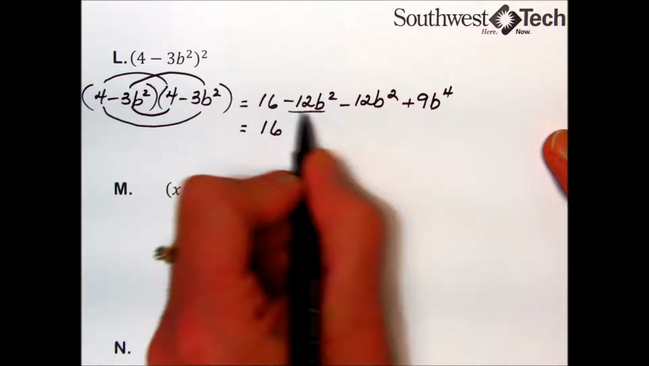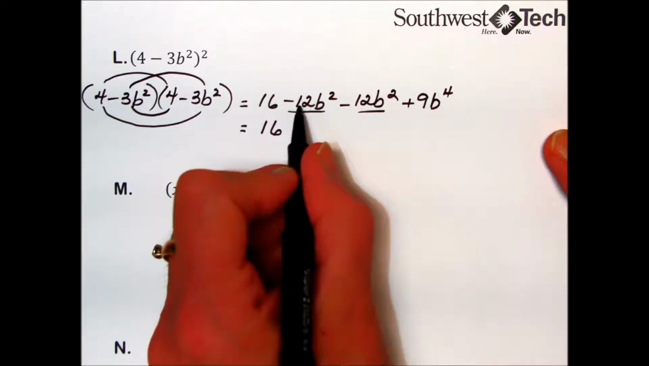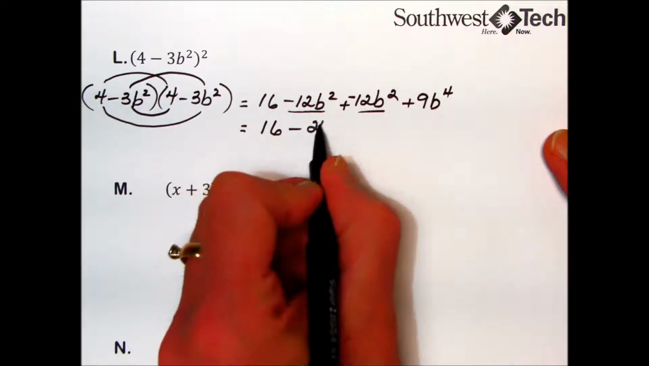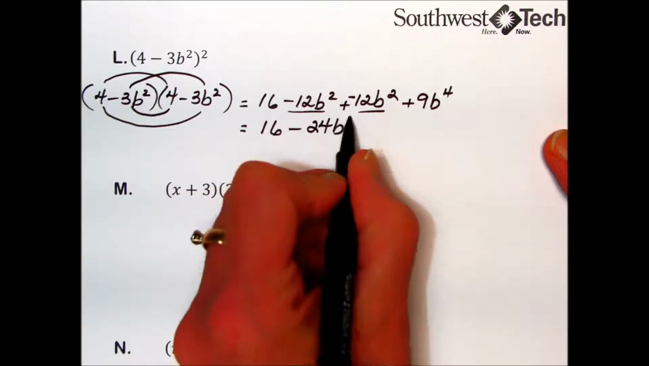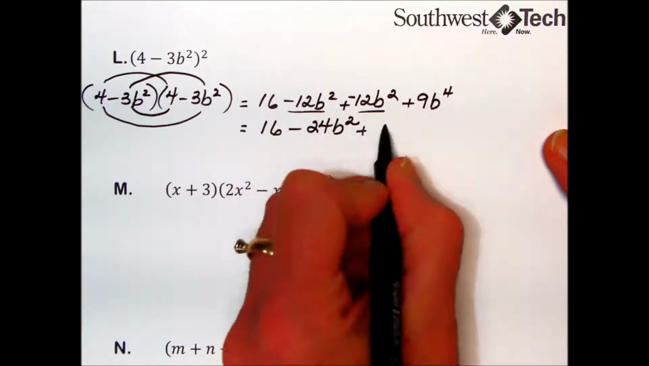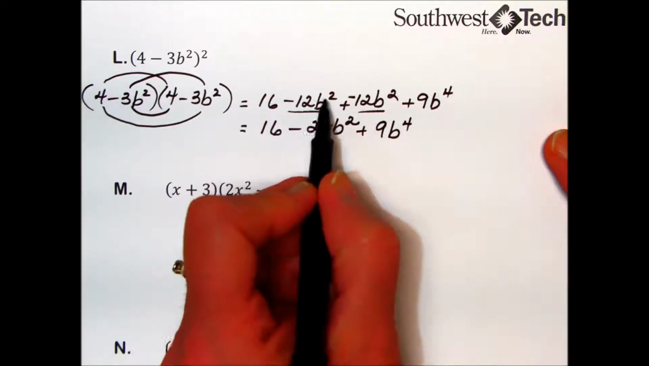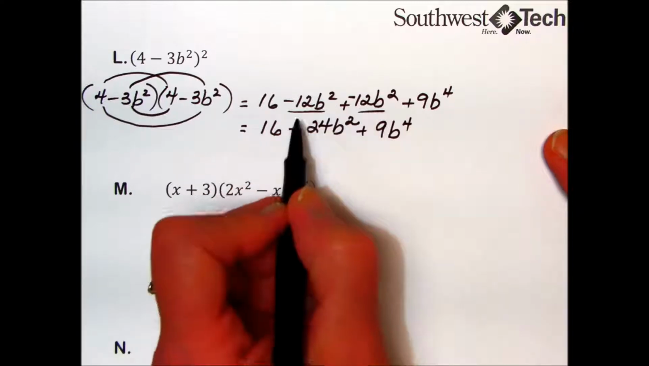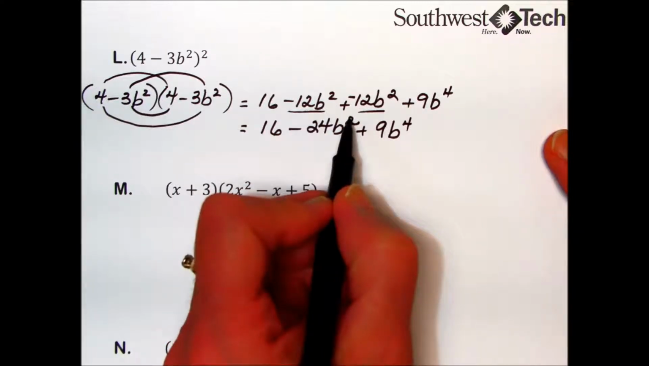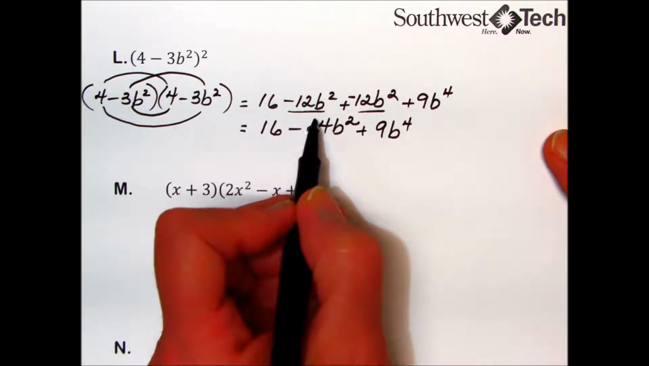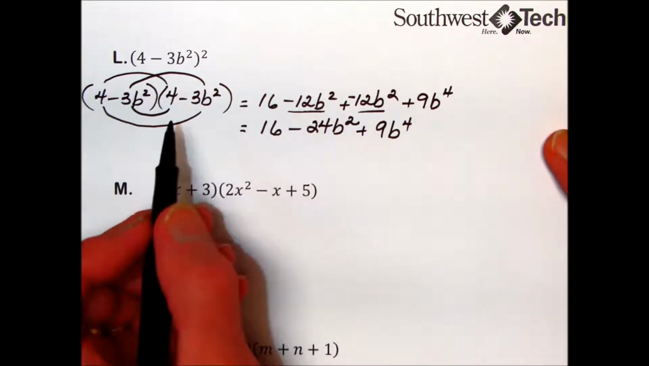Simplifying this, we have a 16. These are similar terms. A negative 12 plus another negative 12 is a negative 24 b to the second plus 9b to the 4th. Remember, when you're adding, you're looking for similar terms and you only change the coefficients. The powers do not change. The only time a power is going to change is when you're multiplying.